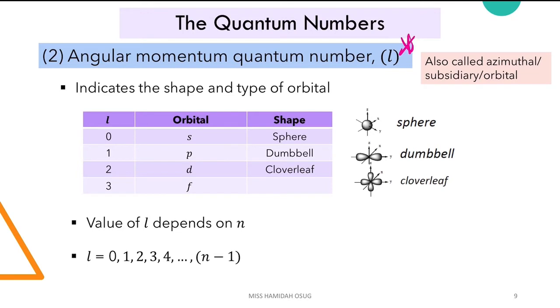Next, let's take a look at the angular momentum quantum number, also called the azimuthal, subsidiary, or orbital quantum number. The angular momentum quantum number, with the symbol l, indicates the shape and type of orbital. When the value of l is equal to 0, it belongs to the s orbital, and the shape of the s orbital is a sphere.